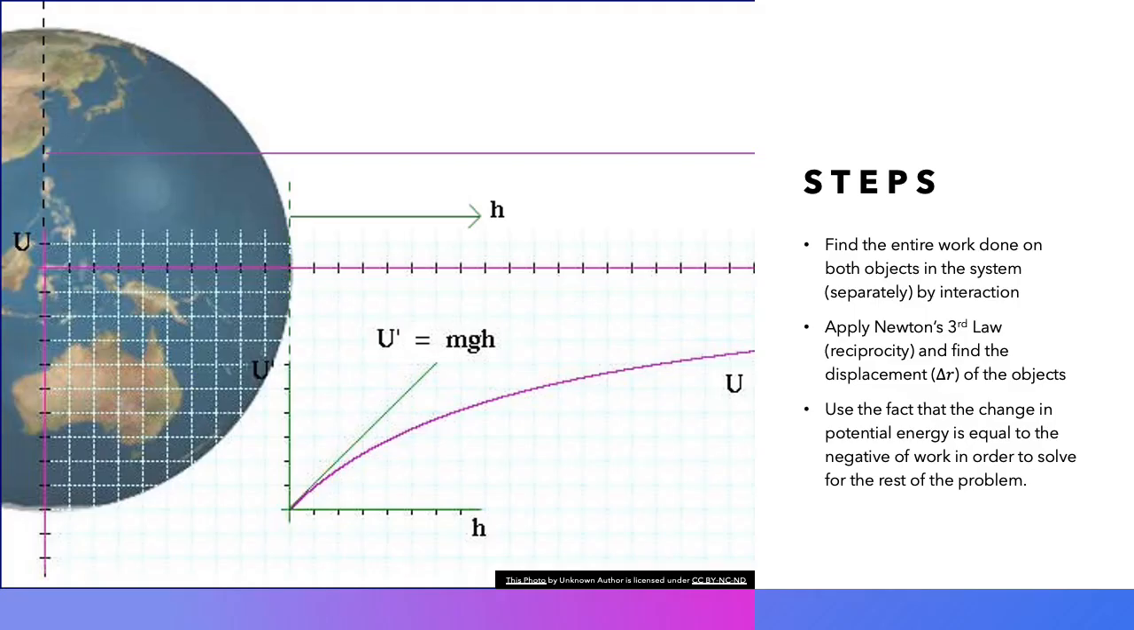In the videos, they outlined some steps to go about solving problems like this. And to the left, you can see an energy graph for the gravitational potential energy. So the steps they outlined were to find the entire work done on both objects in the system separately by interactions, apply Newton's third law, reciprocity, and find the displacement, delta r, of the objects, and then use the fact that the change in potential energy is equal to the negative of work in order to solve for the rest of the problem.